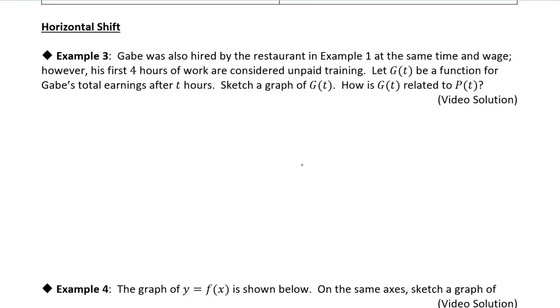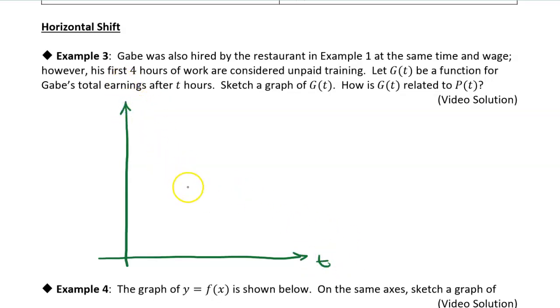So if we let g of t be the function for Gabe's total earnings after t hours, we want to sketch a graph of g of t and then look at how g of t is related to p of t. That was Peter's earnings, if you recall from before. All right, so let's sketch this graph here. I'm going to draw a vertical and a horizontal axis. T is on the horizontal axis and the earnings is dependent on t, so that's going to go on the y-axis.